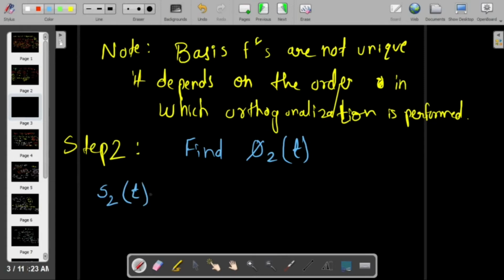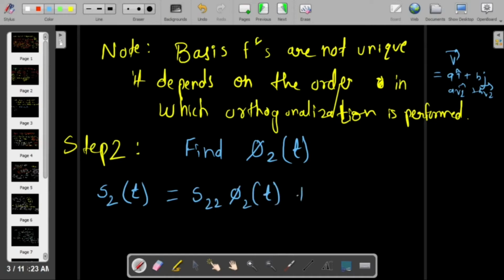What I am doing is, as I said, always try to compare signals with vectors. Any vector v can be represented in terms of a i cap plus b j cap, or in vector space a v1 plus b v2, right? Same thing I am doing over here: with some constant s22 I am representing it in terms of phi 2, and with some constant s21 I am representing it in terms of phi 1.